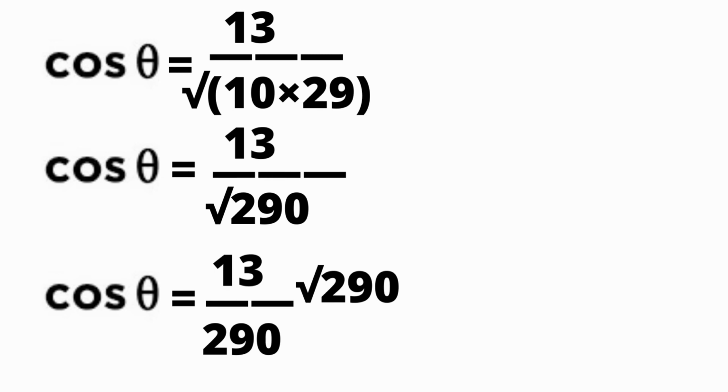Now, by rationalizing this result, you multiply the numerator and the denominator by square root of 290, and that gives us 13 over 290 multiplied by the square root of 290.